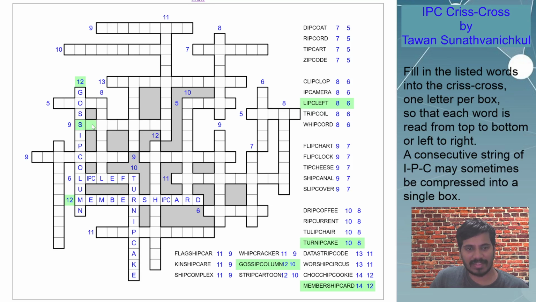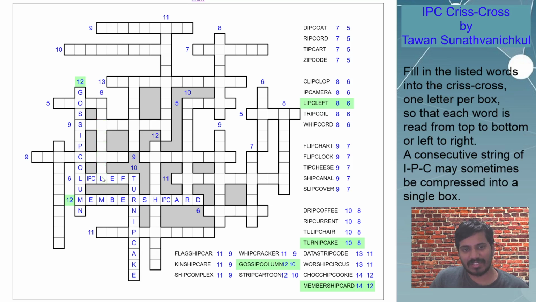I see there's another word here which is a 9-letter word and starts with S. So I can scan through many nines, but many S as well. Ship canal, slip cover, ship complex. So let's visit this later. Then maybe this one, last alphabet.